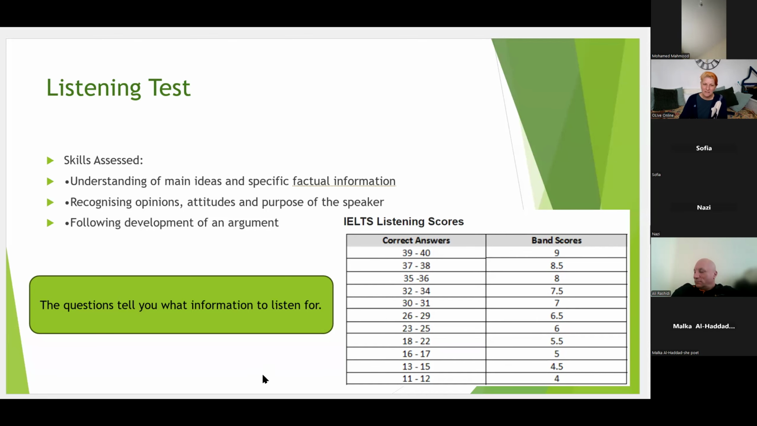So once again, the questions are your key. If you understand the questions, you'll hear the answer. If you don't understand the question, no amount of listening will help. So this is why questions, questions, questions. It's all about reading and understanding the questions in all parts of all of the exams.